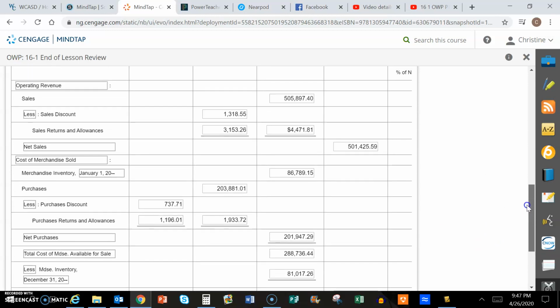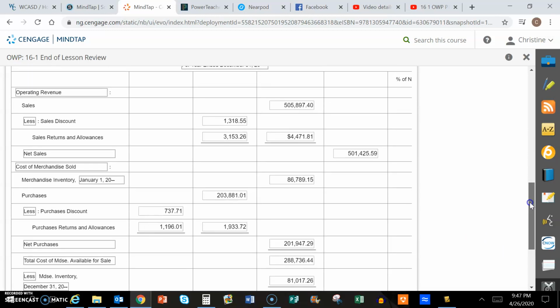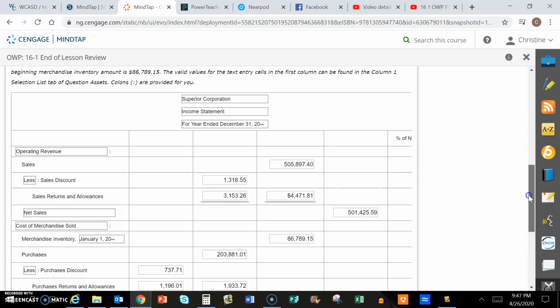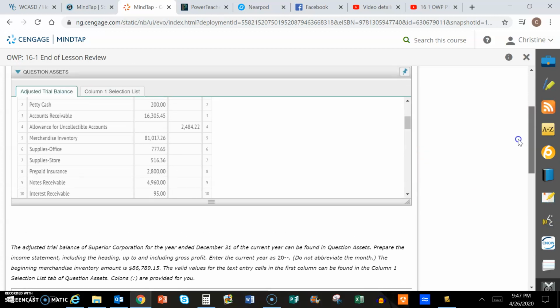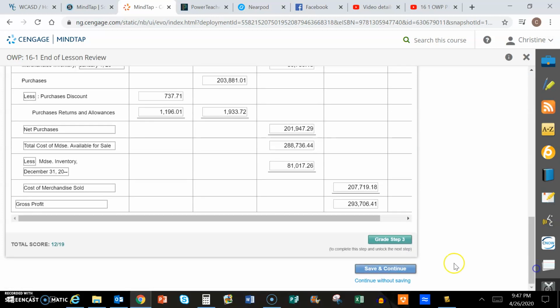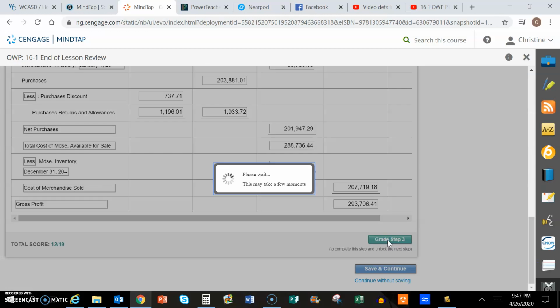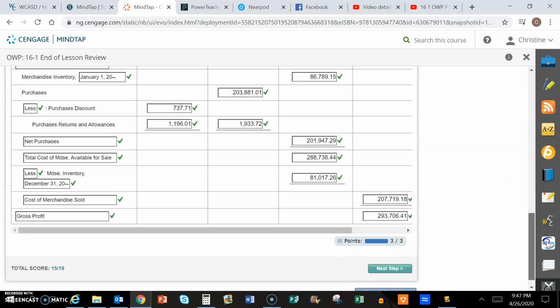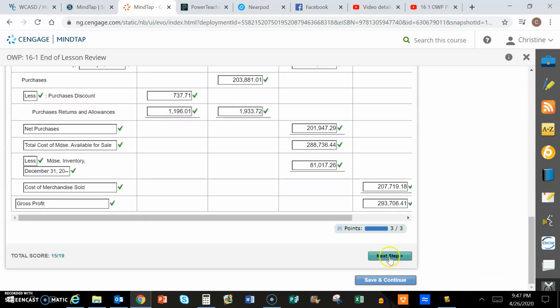Okay, so everything with the exception of this one number, the beginning inventory, comes off of the adjusted trial balance up here in that first tab. Okay, so let's stop there. Let me grade that. Hopefully all my math was correct because I didn't really check my math. Yep, there we go. Okay, and let's go to the next step.